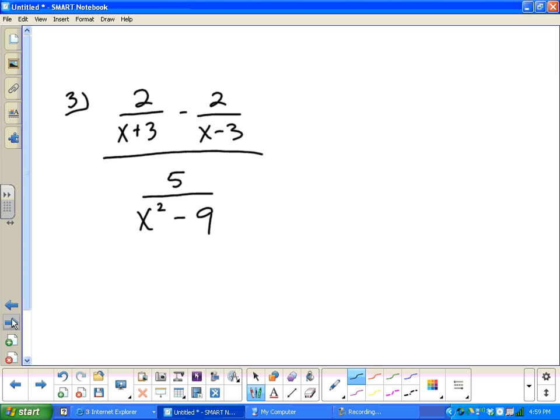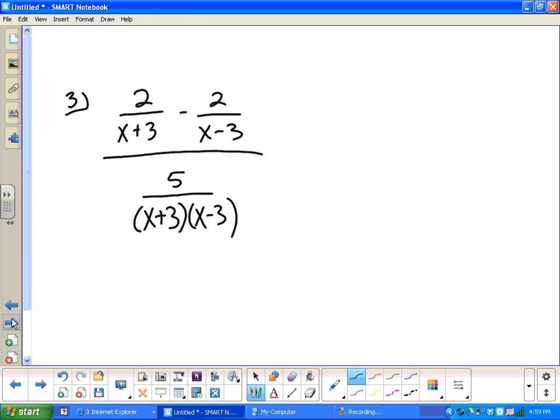Now, on this problem, probably what we should see is that x squared minus 9 here at the very bottom could be factored into x plus 3 times x minus 3. So let's write it like that. And so now that I see that, I should be able to tell here that my least common denominator would be x plus 3 times x minus 3.